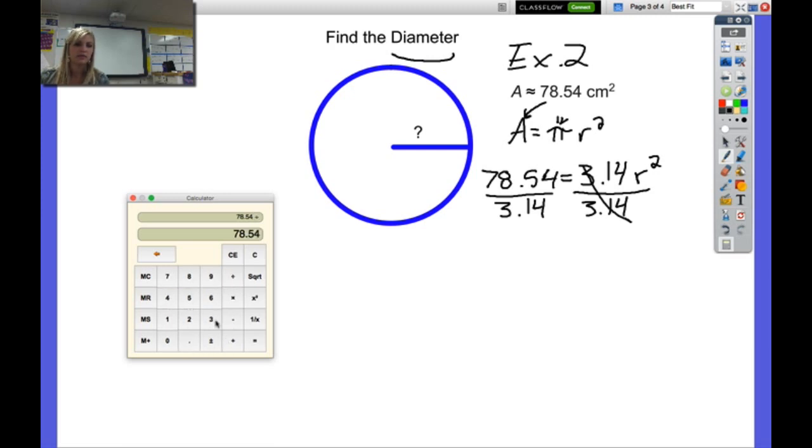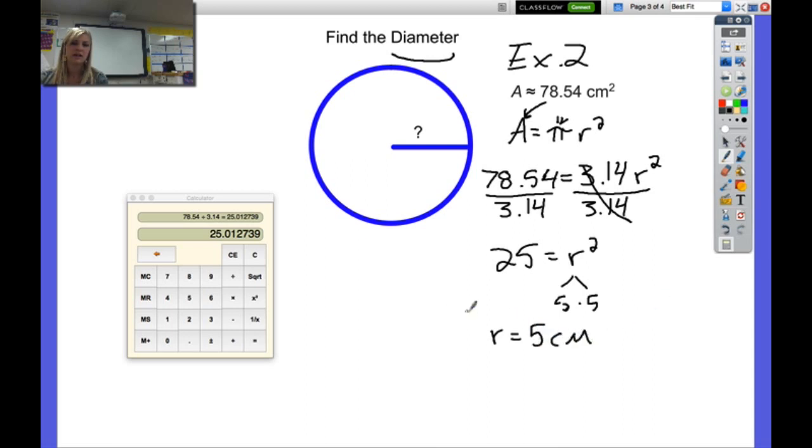78.54 divided by 3.14, and that gives me 25. So 25 is equal to r squared. So once again, we'll get faster at doing this. I think many of you can recognize this right away. So this is going to mean something times something equals 25. I know that's 5 times 5. So my radius is 5 centimeters.